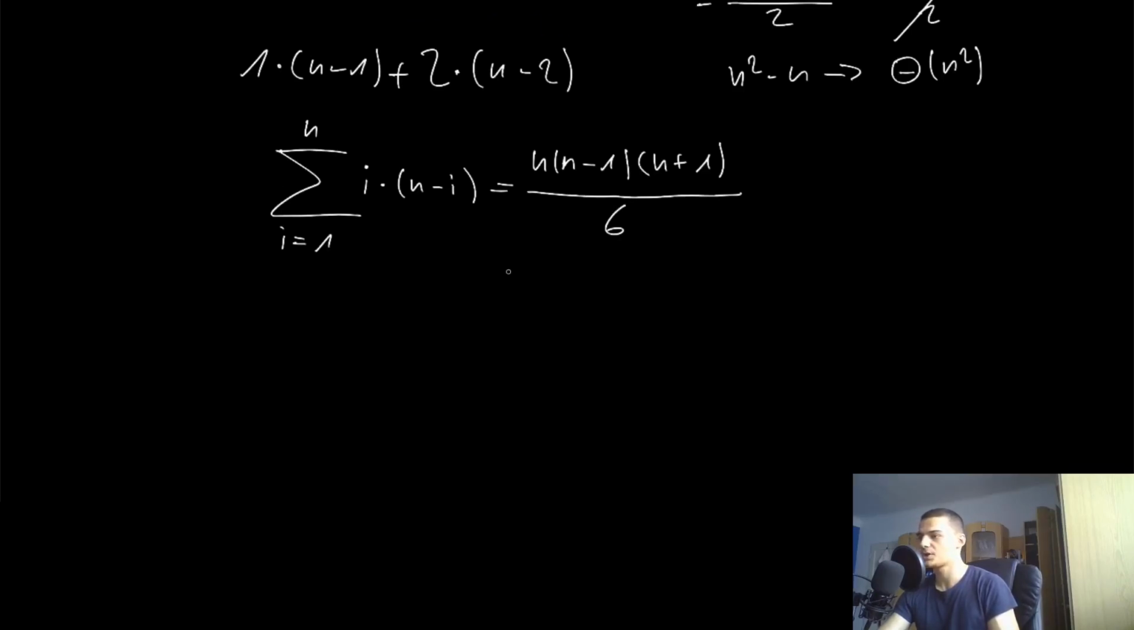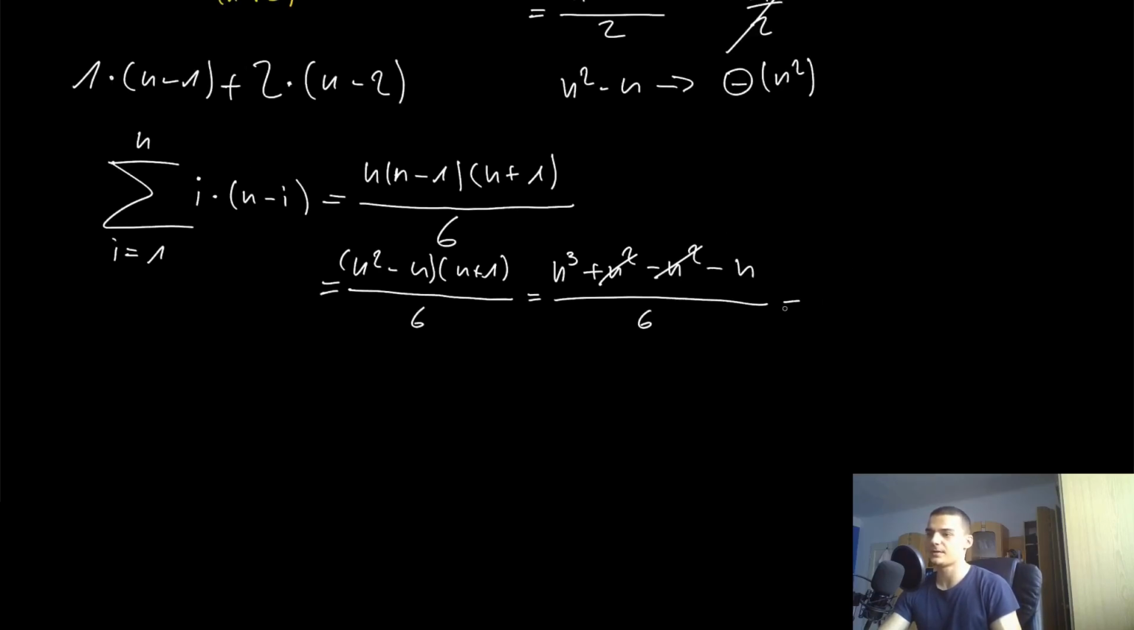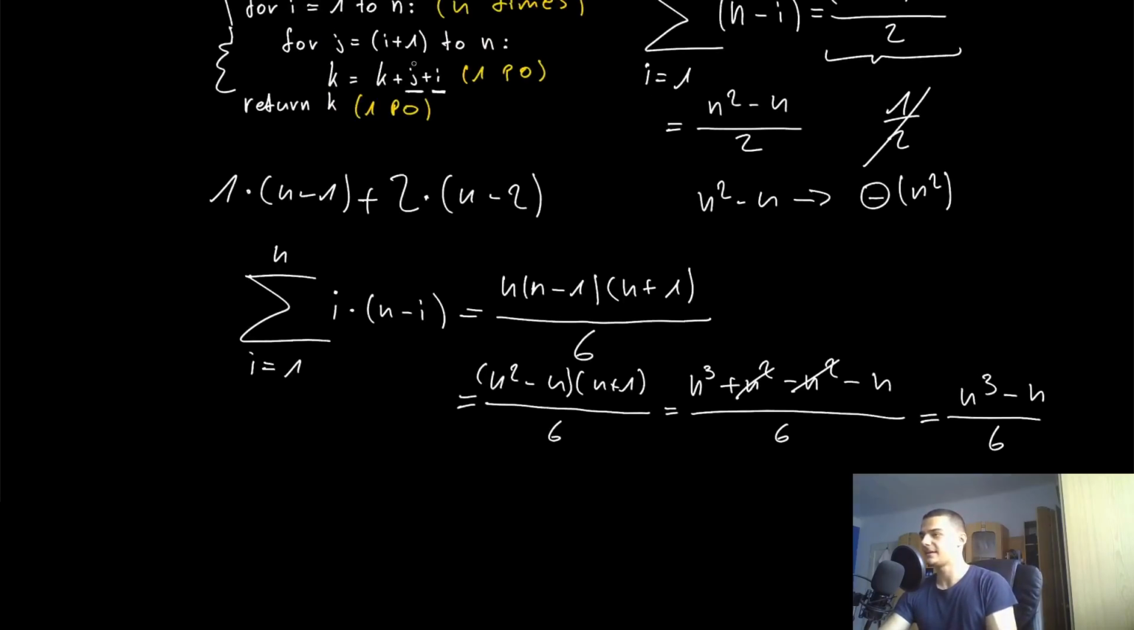Which, again, we can just multiply out: n squared minus n times n plus 1, divided by 6, and this is just n to the power of 3 plus n squared minus n squared minus n. So this cancels out, divided by 6, and we end up with n to the power of 3 minus n, divided by 6. This is the actual value that we get by adding these i's here.